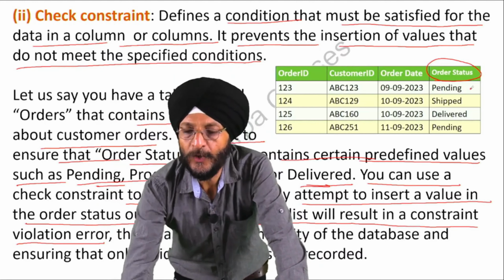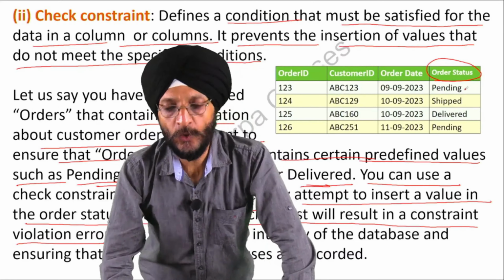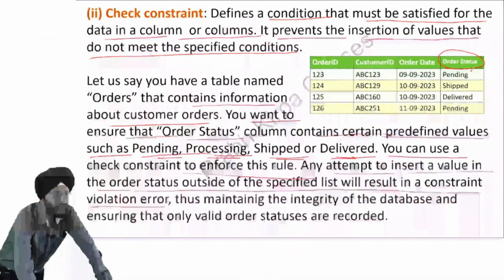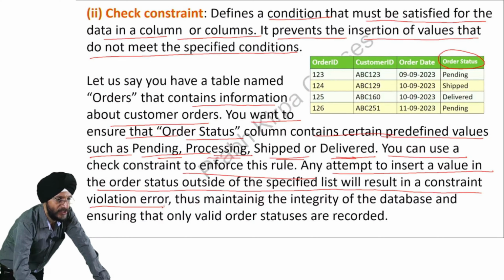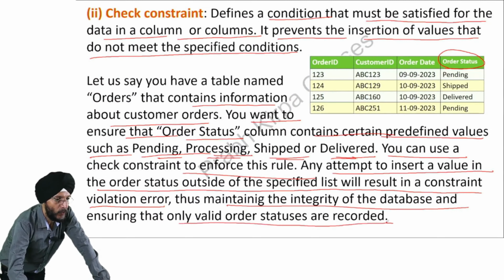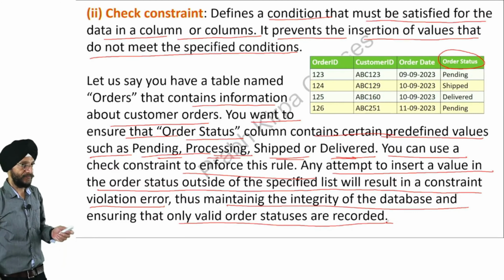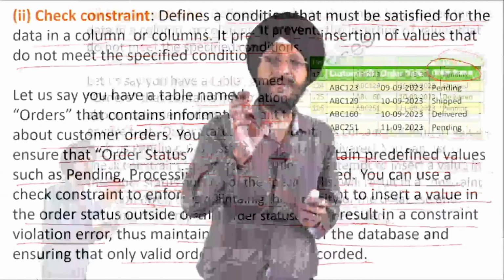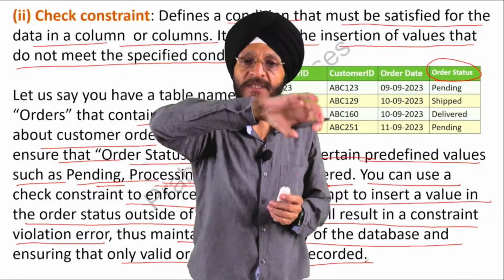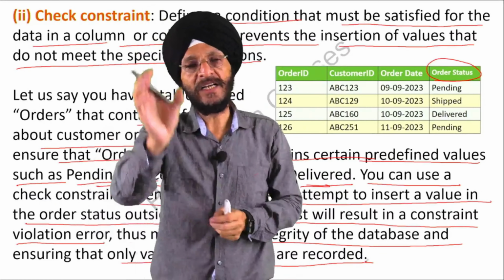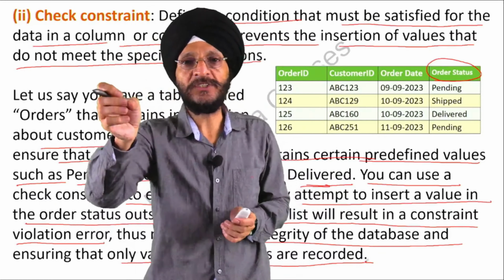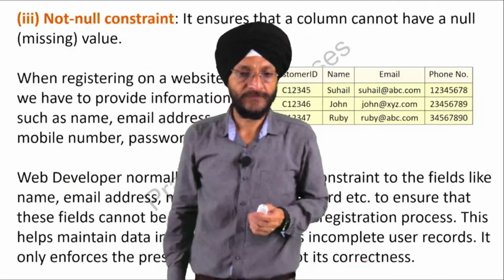So if we try to insert any other value in the order status, the system will not allow us to do so and it will show a constraint violation error, thus maintaining the integrity of the database and ensuring that only valid order statuses are recorded. That is, whatever we have selected at the database design level, as per that the database shows the present position of the particular order.